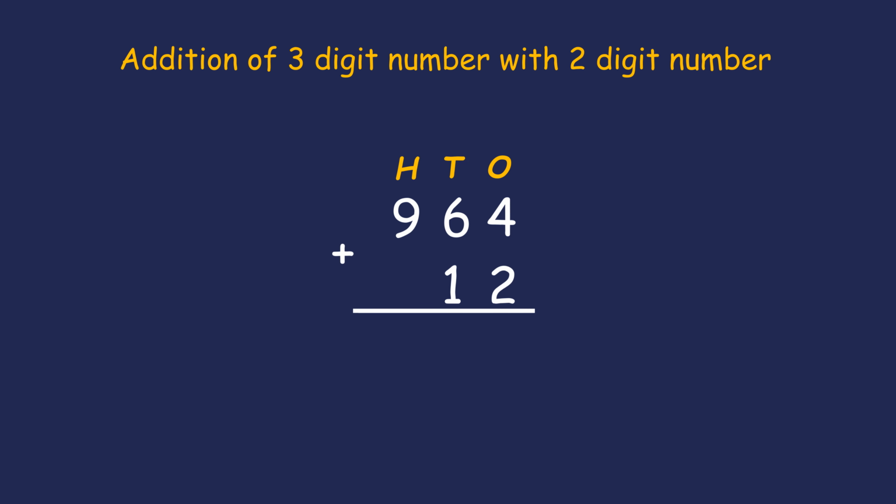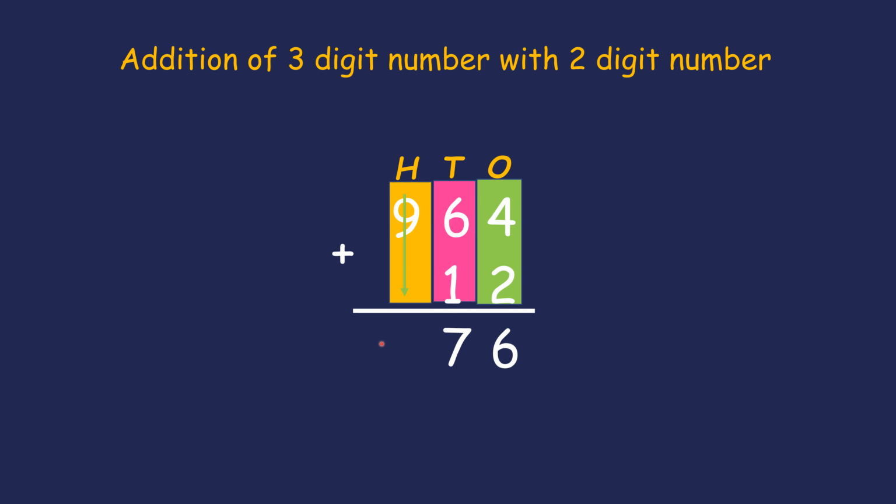Let's take another example. Let's add 964 plus 12. Now, we will start with the ones column. 4 plus 2 is 6. Next, let's go to the tens column. 6 plus 1 is 7. Next, the hundreds column, we have 9. So let's bring down the 9. Our sum is 976.